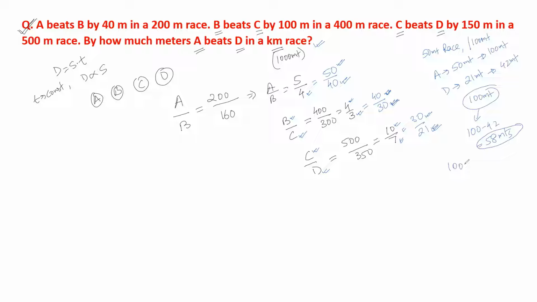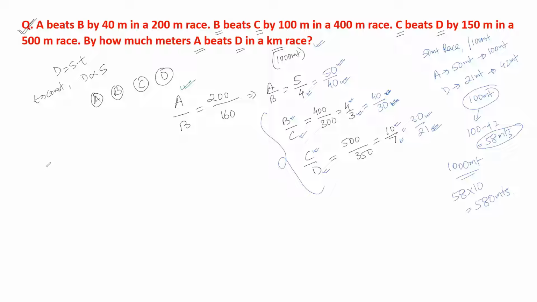So in a 1000 meter race, A will beat D by 58 into 10, that is 580 meters. In such kind of questions, we can simply write the ratio of the speeds of different persons and proceed in this way. Instead of solving this question in this way, I could have solved this question in a different way as well.